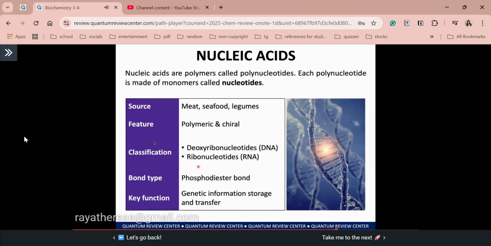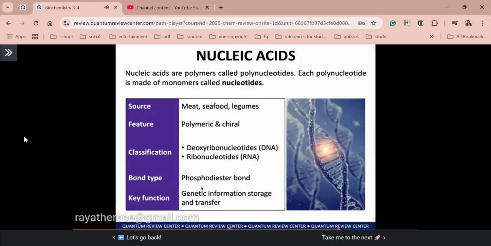Alright, and then of course, bond type, again, phosphodiester bond. In organic chemistry, the nature of this bond is ester. From the name itself, diester bond. And lastly, nucleic acids are very unique in terms of their key function. Comparing it with the first three biomolecules, they have an energy function. For nucleic acids, they are used for genetic information storage and genetic transfer. Alright, so I hope that's clear, guys. Again, nucleic acids only participate in information storage and transfer.